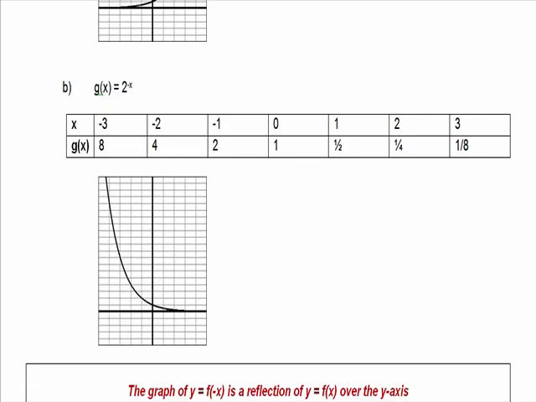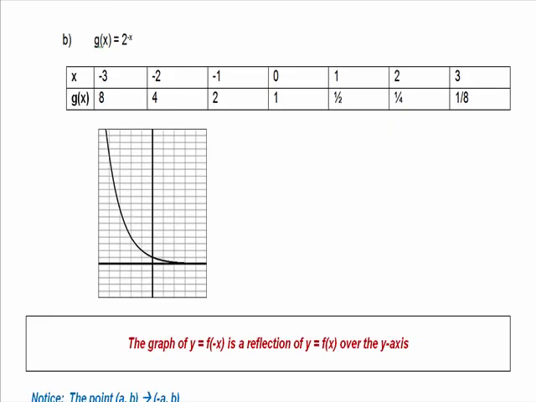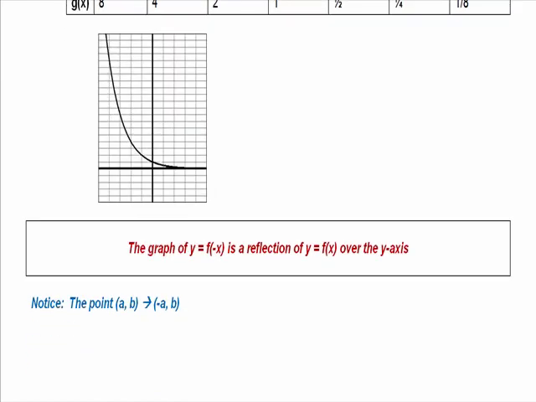So if I do that, and I were to take a look at the two tables, what I would notice has occurred here is I basically have kept all the y's, but I've just taken the x's and negated them all. It's kept all the y's, I've used the same y values, but it's negated the x's. So the graph of f at negative x is a reflection of y equals f at x over the y-axis.